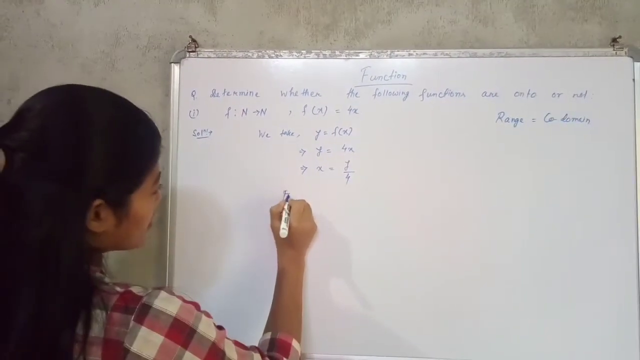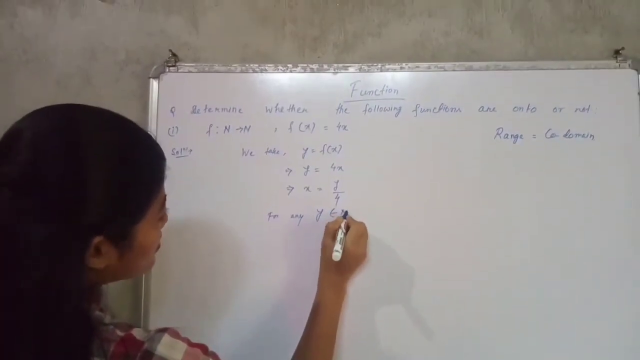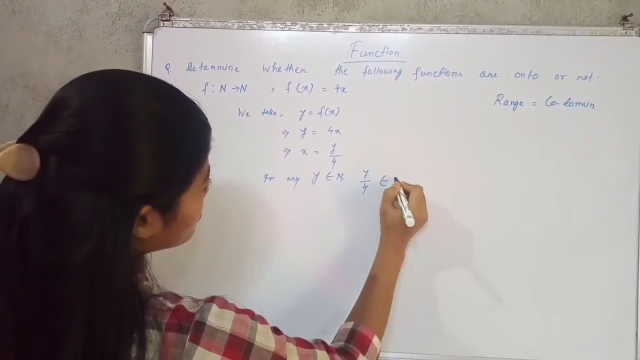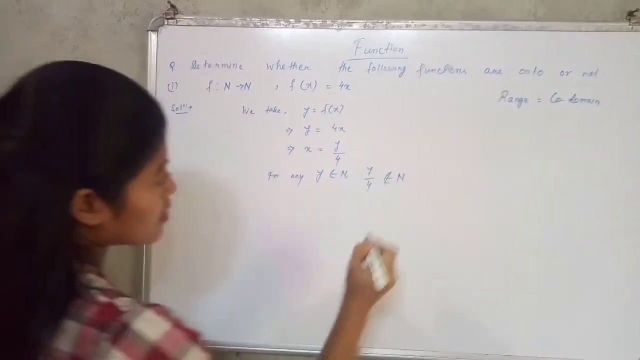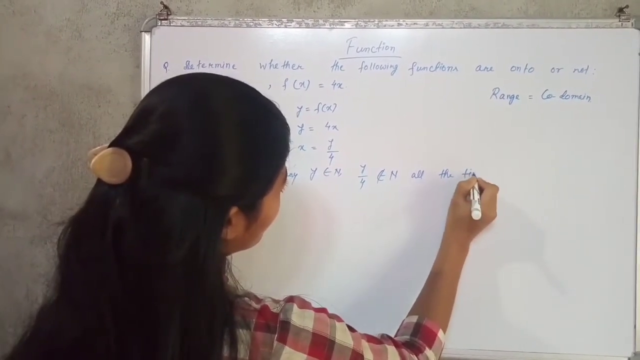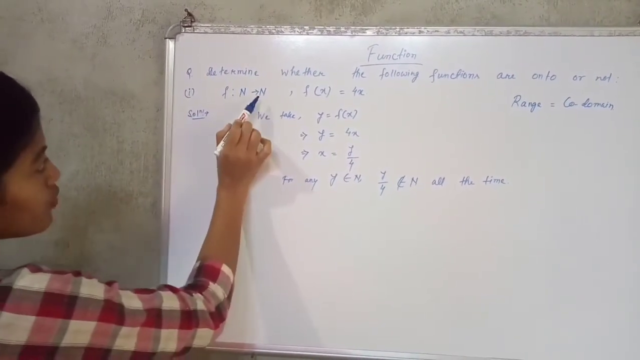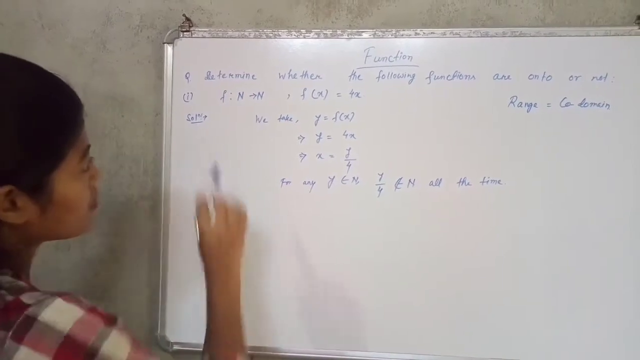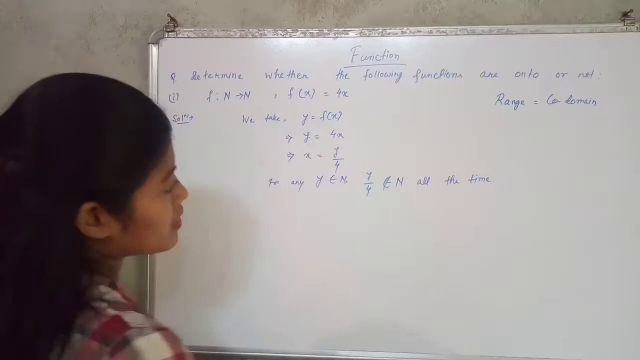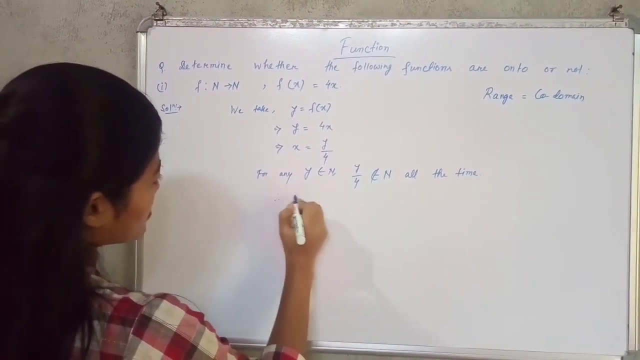Now for any y belongs to N, y by 4 does not belong to the natural numbers all the time. But in the question here, domain is N and codomain is N. That means both are sets of natural numbers. But here we could not find the range as the natural numbers. Therefore, this function f is not onto.